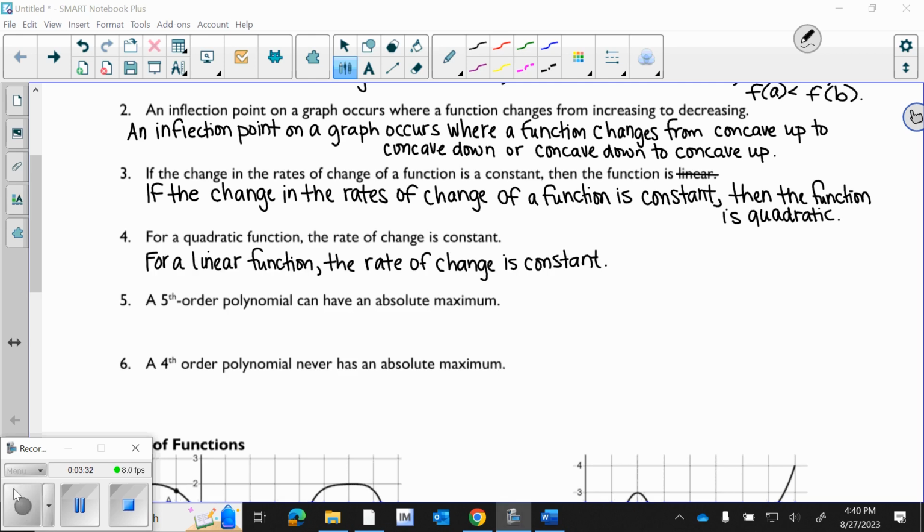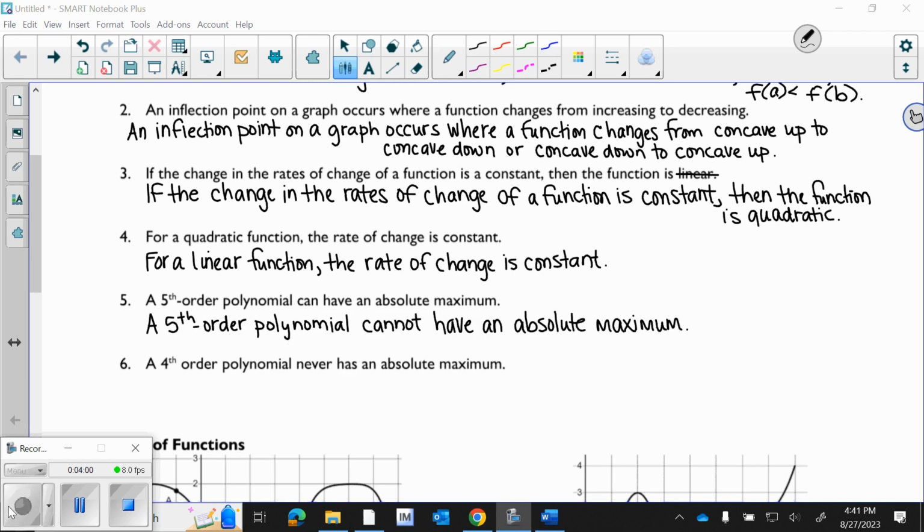All right, now number 5. A fifth-order polynomial can have an absolute maximum. Well, odd-ordered polynomials are going to behave like lines, which means that their end behavior will be in opposite directions. They're never going to have an absolute maximum. So we could just say a fifth-order polynomial cannot have an absolute maximum.